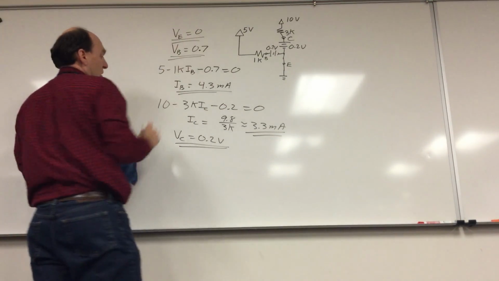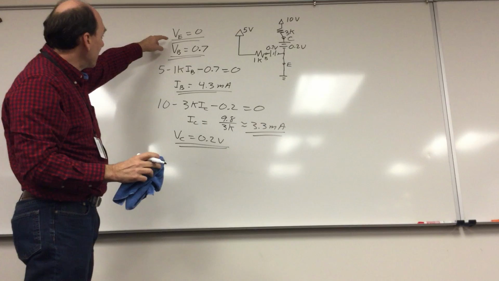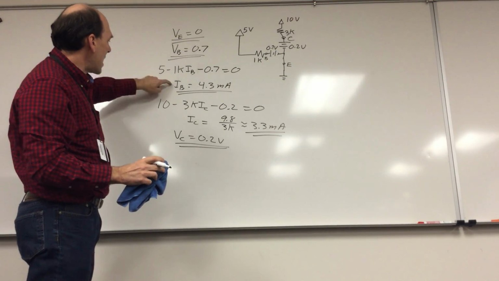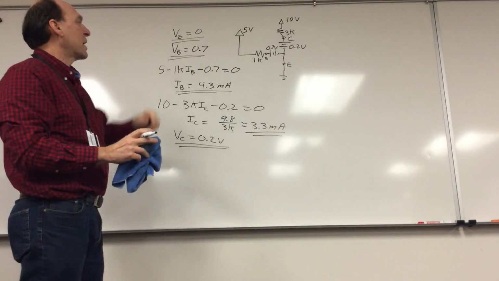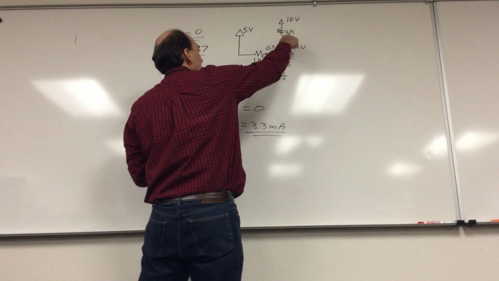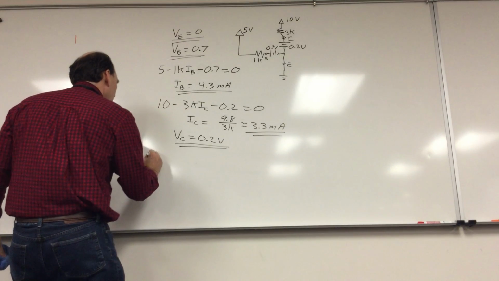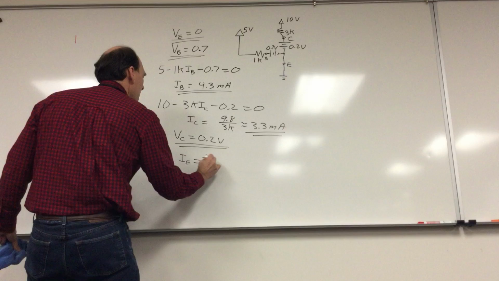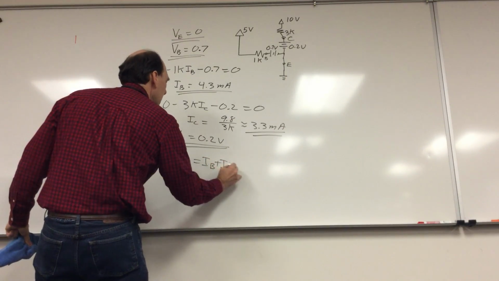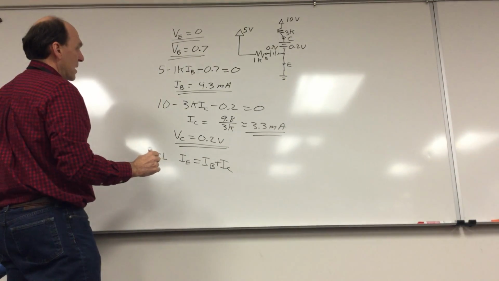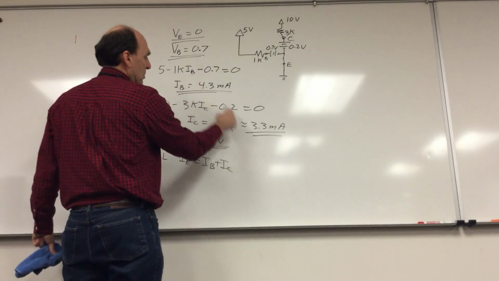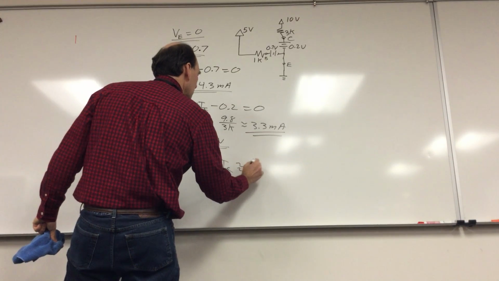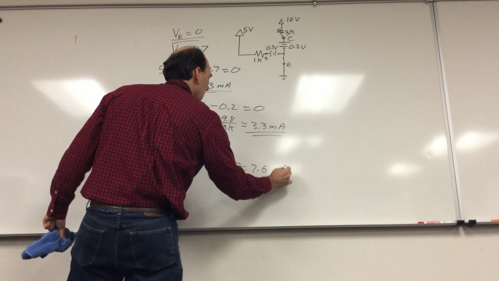So let's see, have I got all the parameters I need? I've got VB, VC, VE, IB, IC. The only thing I don't have is IE, this current. By KCL, IE is equal to IB plus IC, which is this current plus this current. So you're going to get about 7.6 milliamps.